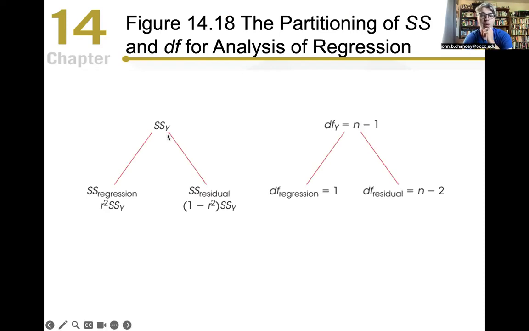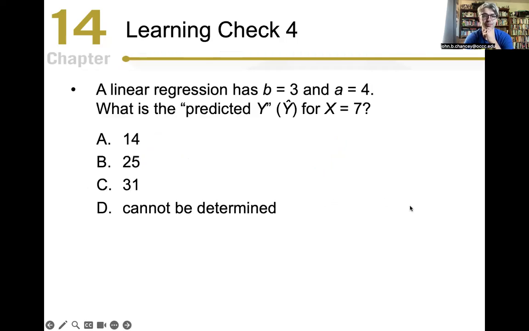If you're looking at the sum of squares for y, for example, regression is r squared times the sum of squares of y. Residual is 1 minus r squared, so what's left over, times the sum of squares. For degrees of freedom, overall for y it's n minus 1, regression equals 1, and residual is n minus 2.